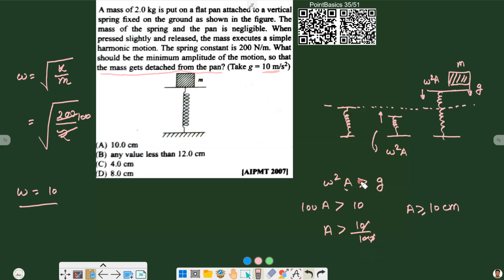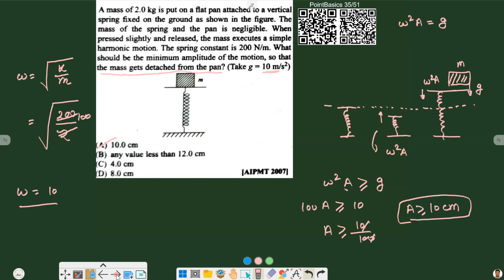Even when omega square A is equal to g, both of them will be moving downward with the same acceleration, so we can take them as detached because here the normal reaction will be 0. So the greater than or equal to sign will come, so A is greater than or equal to 10 centimeter, or option A. Because we have to find the minimum value, option A satisfies that the minimum amplitude should be 10, or any amplitude greater than 10 centimeter will result in detachment of the mass from the pan.